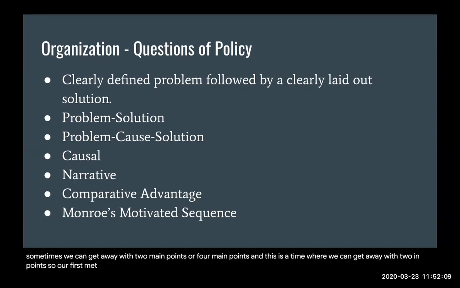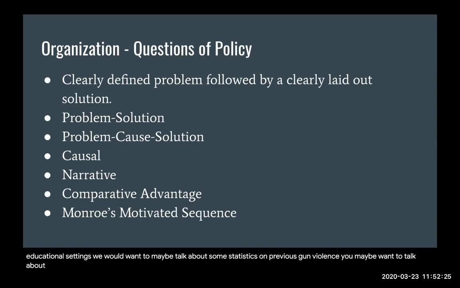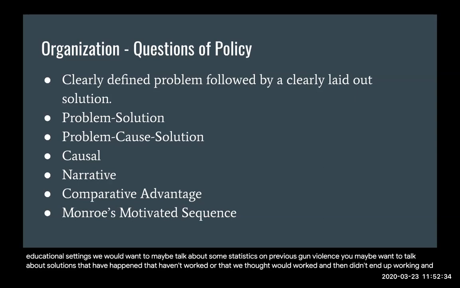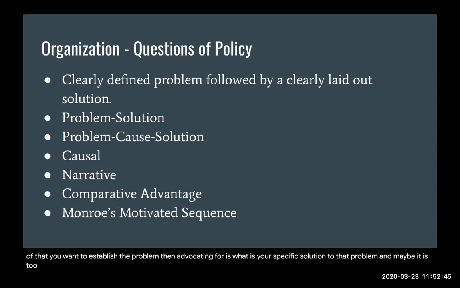So our first main point would be establishing the problem. So if we're using the example of gun violence in schools and educational settings, we would want to maybe talk about some statistics on previous gun violence. We maybe want to talk about solutions that have happened that haven't worked or that we thought would work and then didn't end up working. Any of that. You want to establish the problem. Then in your main point 2, that is what you're advocating for, is what is your specific solution to that problem? And maybe it is to adopt a zero tolerance policy for guns in schools.